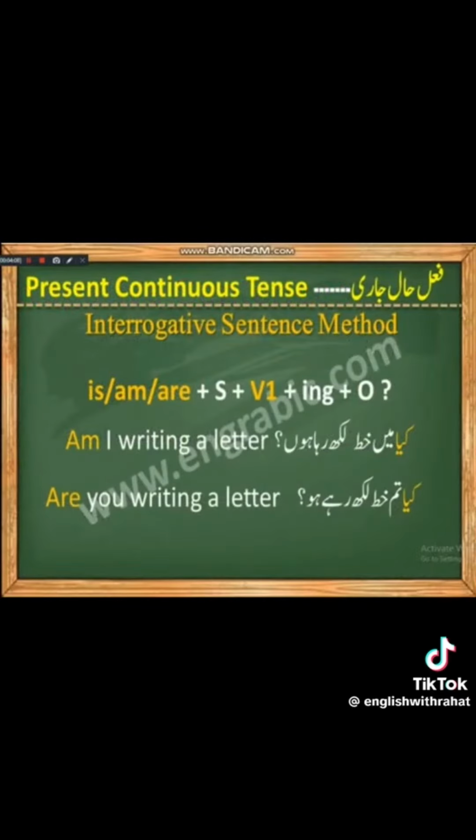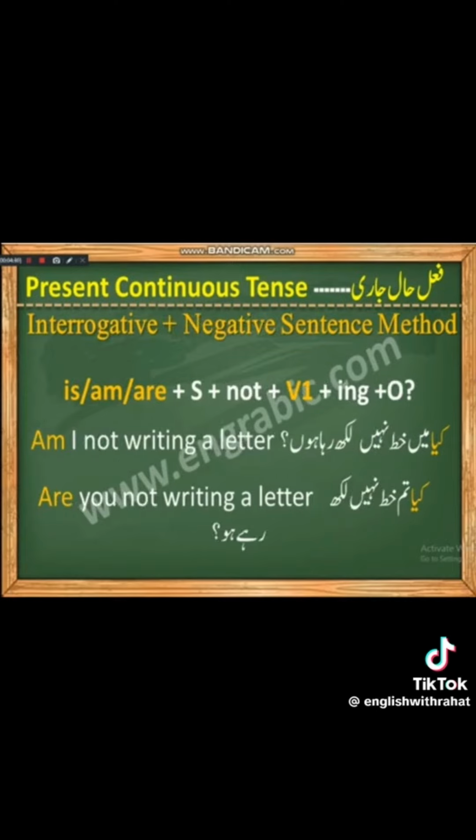Now the method and examples of interrogative sentences are: in interrogative sentences, as I have told you, the helping verb comes in front of the sentence, is, am, are, then subject, first verb ing, object and question mark at the end. The examples are क्या मैं खत लिख रहा हूँ. Am I writing a letter? क्या तुम खत लिख रहे हो. Are you writing a letter?